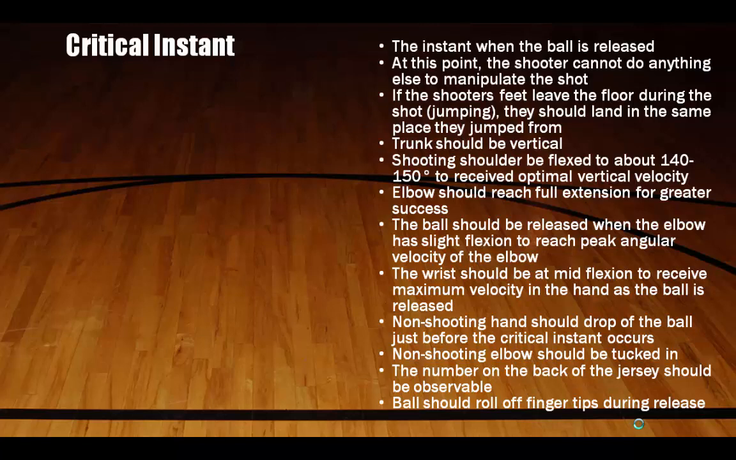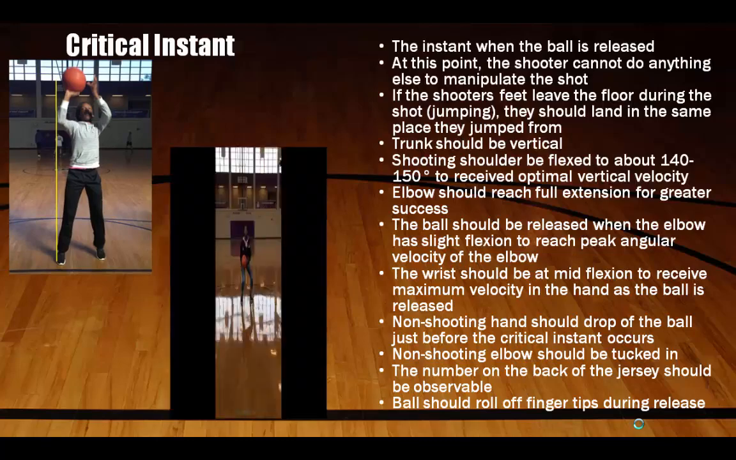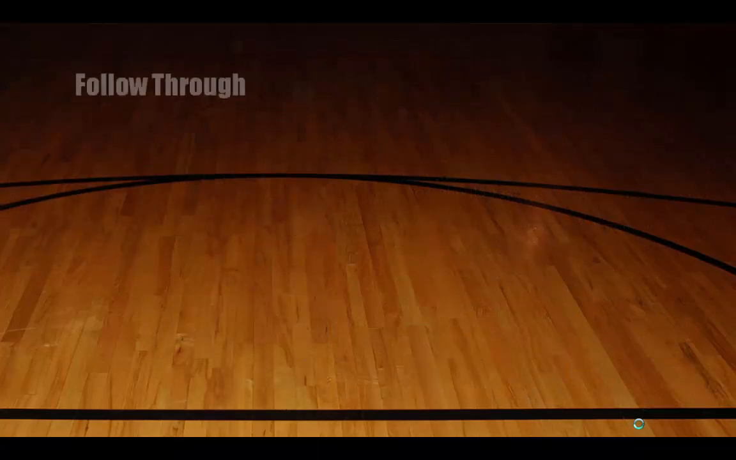The elbow should reach full extension for greater success. The ball should be released when the elbow has slight flexion to reach peak angular velocity of the elbow. The wrist should be at mid-flexion to receive maximum velocity in the hand as the ball is released. The non-shooting hand should drop off the ball just before the critical instant occurs. The non-shooting elbow should be tucked in. The number on the back of the jersey should be observable. The ball should roll off the fingertips during release. Here you see a video of the critical instant in which the athlete releases the ball.